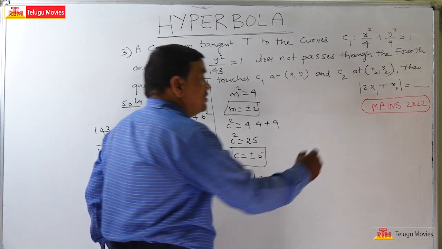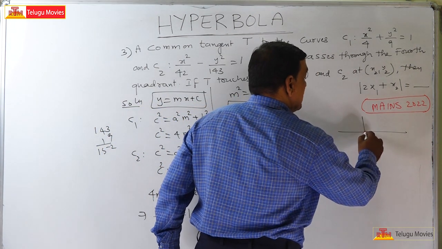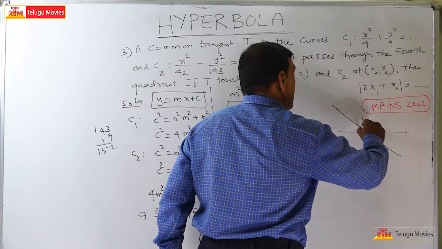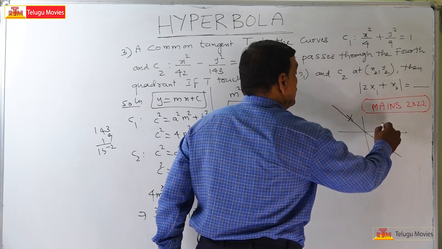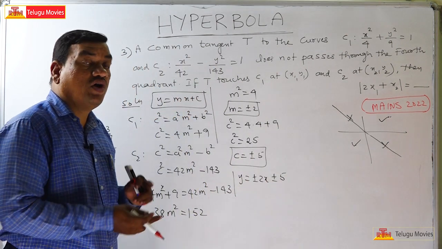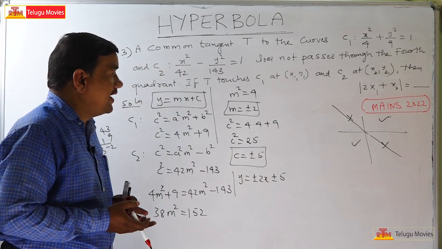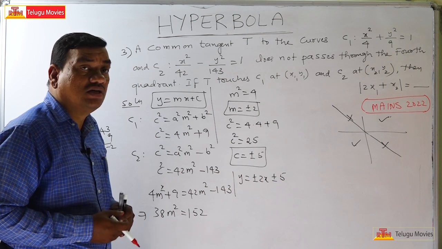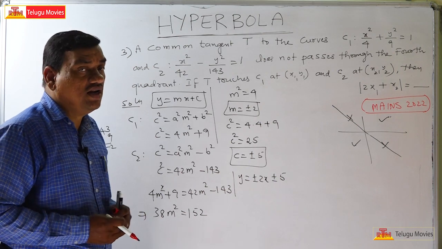That means it does not pass through the fourth quadrant. Thereby it also does not pass through the second quadrant. So it passes through the first and third quadrants. In the first quadrant, x and y are both positive. In the third quadrant, x and y are both negative.